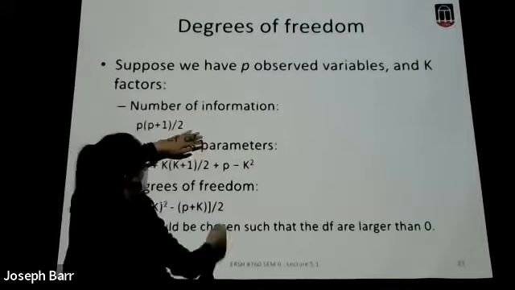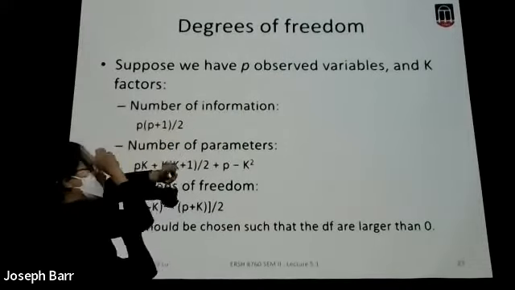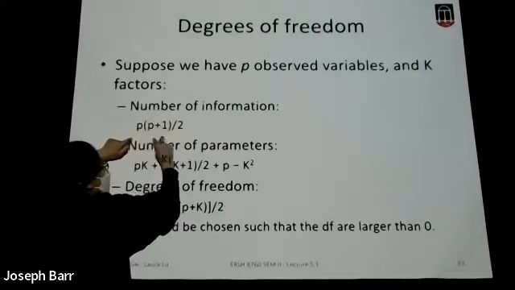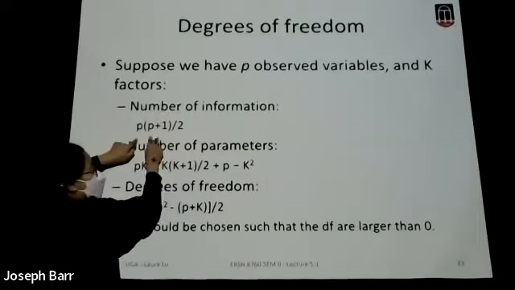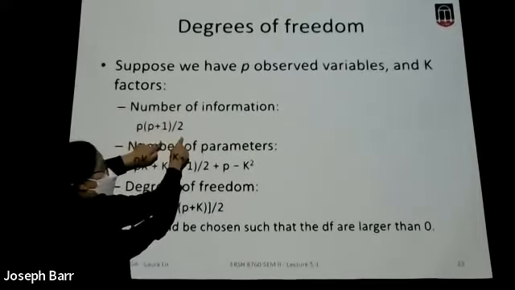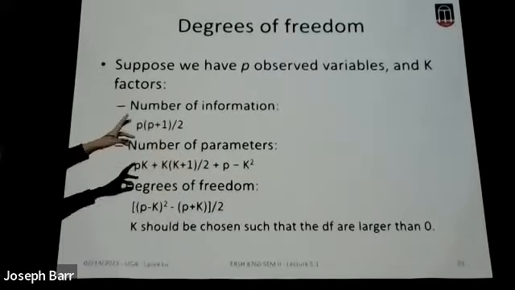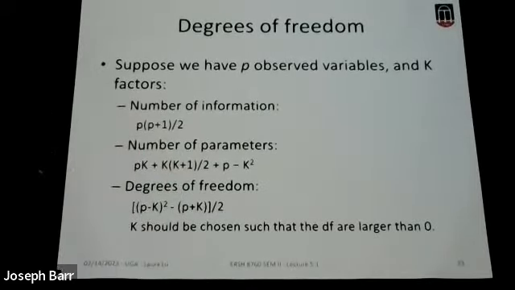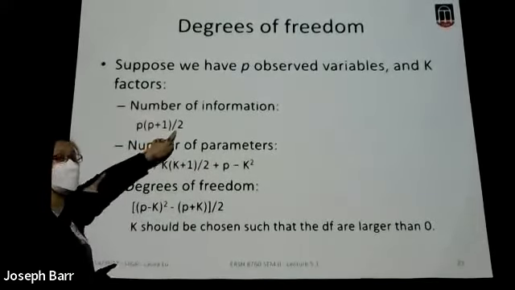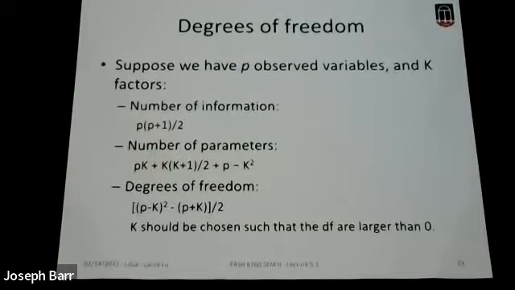What is the number of information? This part is the same. From last semester, SEM1, we know the number of information is calculated by this formula: P times P plus 1 divided by 2. If P is 2, that means if we have two variables, X and Y, then 2 times 3 divided by 2 is 3. We have 3 pieces of information: variance of X, variance of Y, and covariance between X and Y. That's it.